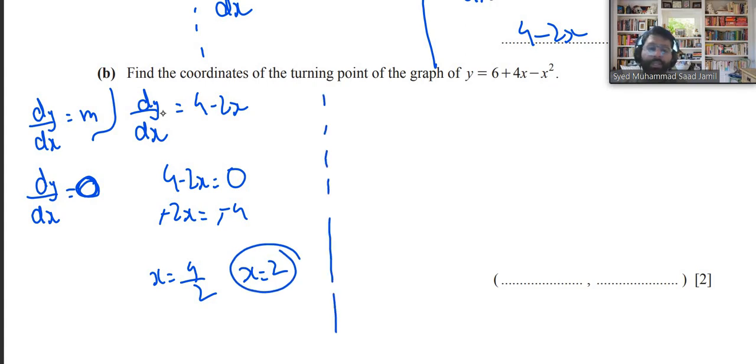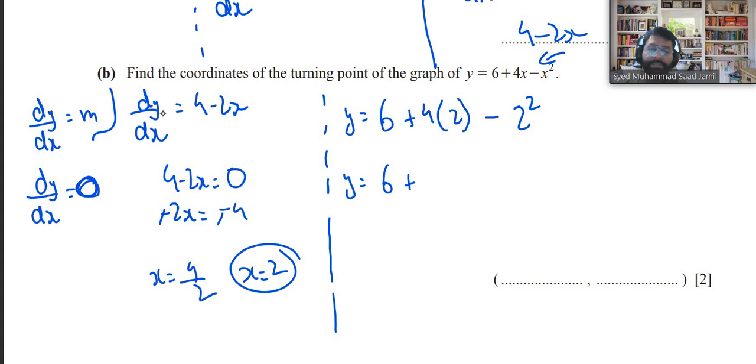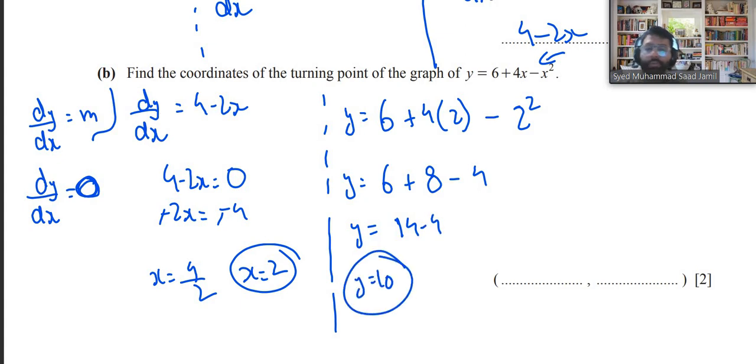Now you will plug that value of x inside this equation. y is equal to 6 plus 4 multiplied by 2 minus 2 squared. Okay. So this becomes 6 plus 4 2s is 8 minus 2 squared is 4. y is equal to 6 plus 8 is 14 minus 4. y is equal to 10. So the answer is (2, 10).